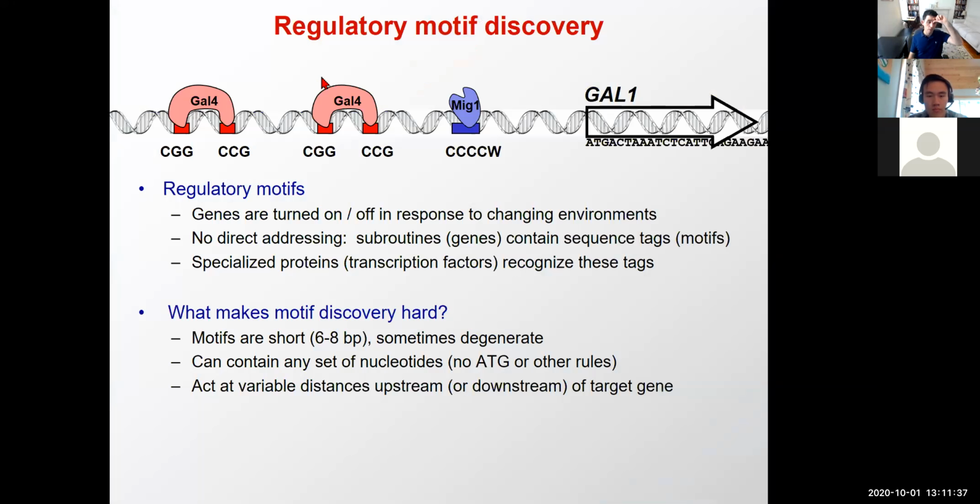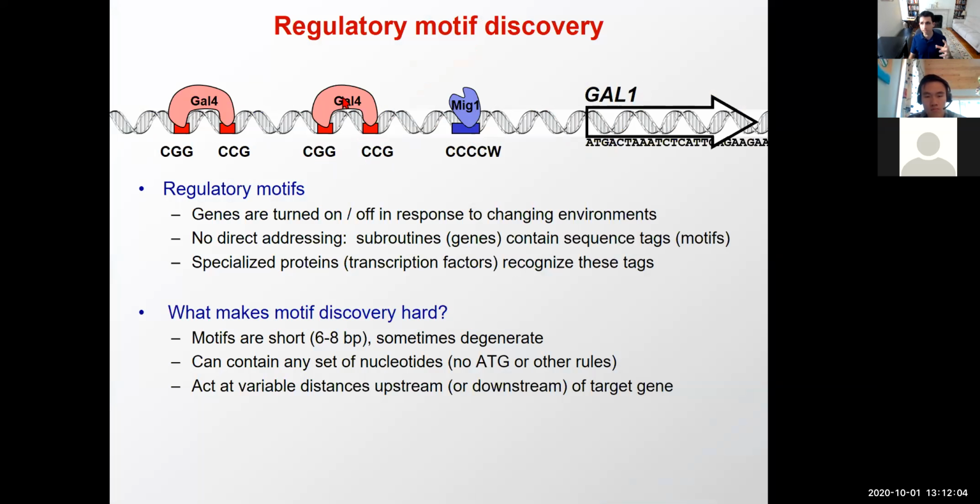What are regulatory motifs? So regulatory motifs are the building blocks of gene regulation. If you look at a region of gene regulation that I showed you in one of the first lectures, this is the GAL1 gene that metabolizes galactose in yeast. This is the GAL4 promoter that binds these CGG, spaced by 11 nucleotides, from CCG motif, which is a palindrome. And then this is the MIG1 regulator.